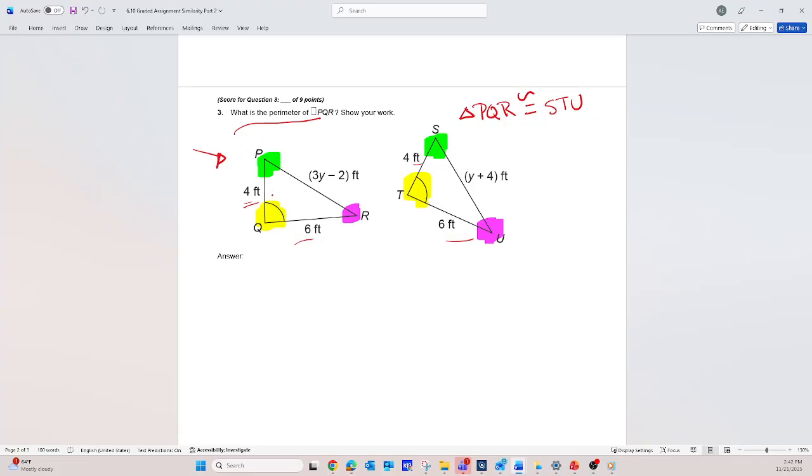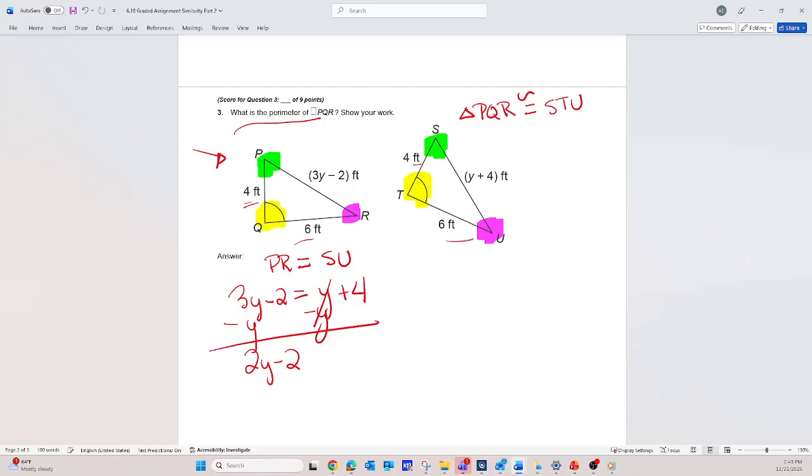Okay, so in order for me to calculate the perimeter, remember perimeter is the addition of all the sides. So these two sides, PR, has to be equal to SU. They're congruent. So I'm going to substitute. PR is 3y minus 2 equals SU is y plus 4. And I isolate y, right? Remember, I need the variables on one side of the equation, the constants on the other side. So negative y on both sides.